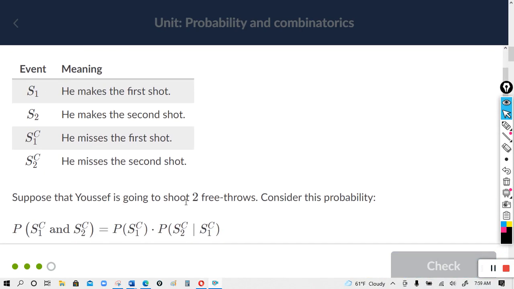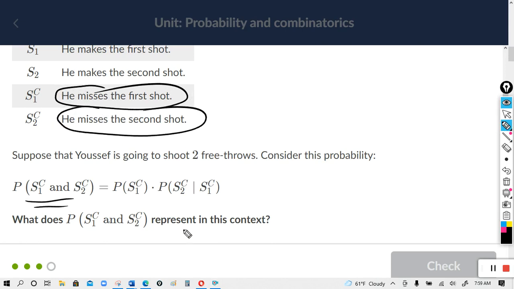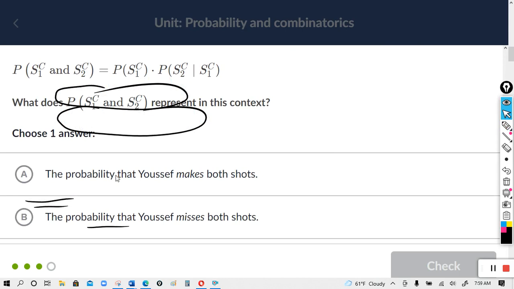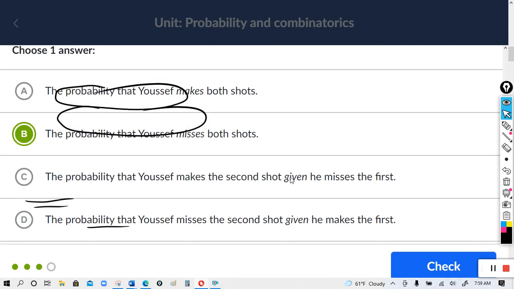Suppose that Youssef is going to shoot 2 free throws. Here's the equation. What does probability of S1C and S2C represent in this context? So we're looking at this right here. S1C, he misses the first shot. S2C, he misses the second shot. So this means that he misses both shots. A is makes both shots. B is misses both shots. So it has to be B. C and D have the given, so it can't be either of them.